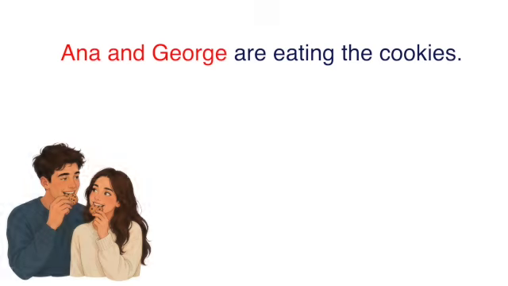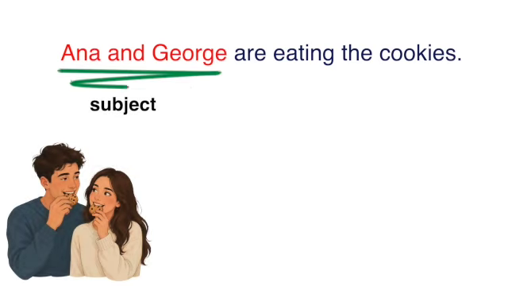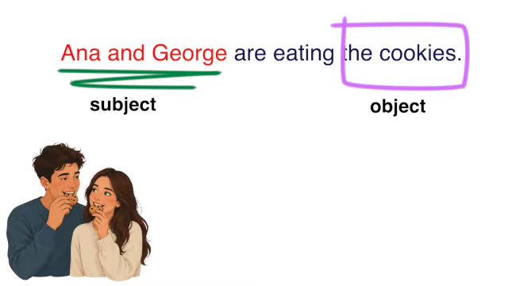In the sentence, Anna and George are eating the cookies. Anna and George are the subject because they're doing the action of eating. This means that Anna and George can be replaced by a subject pronoun. The cookies are the object because they're receiving the action of being eaten. So the cookies can be replaced by an object pronoun.